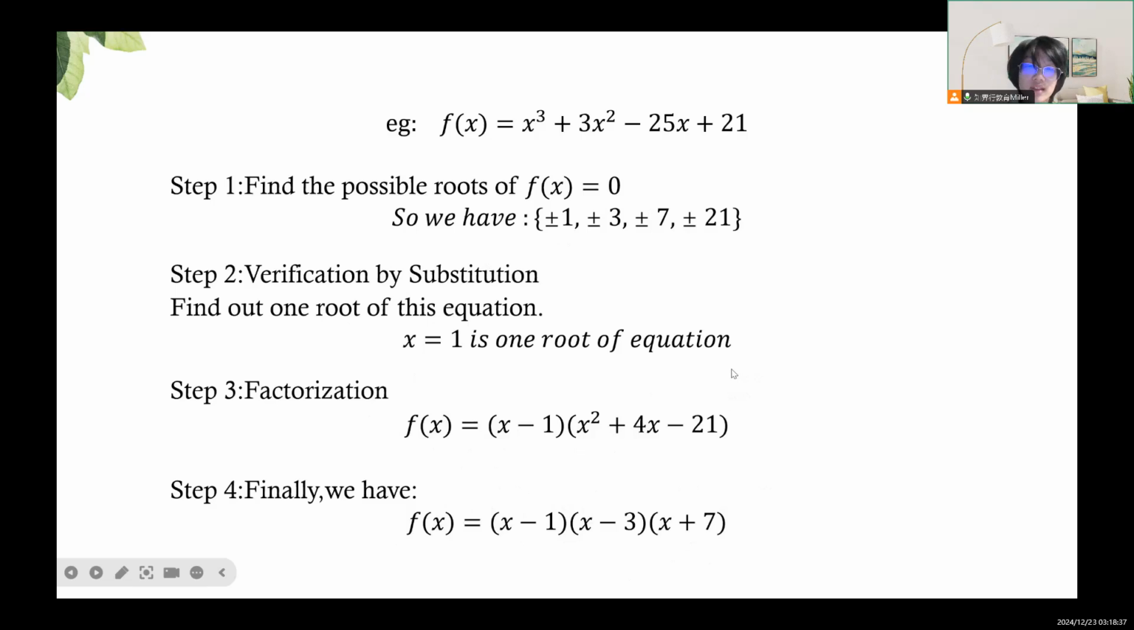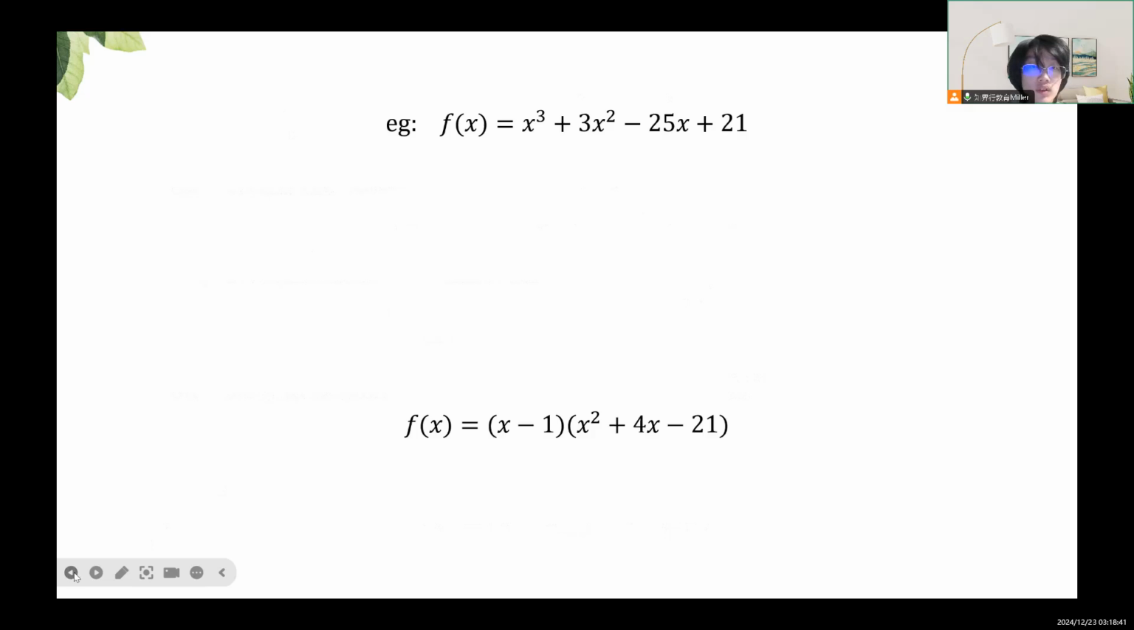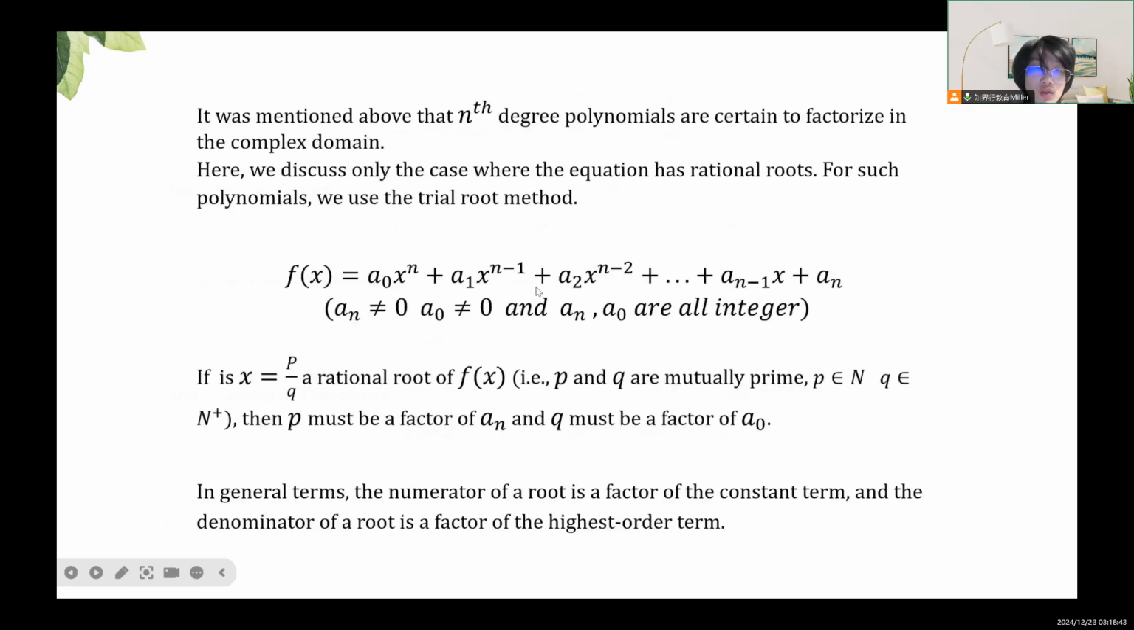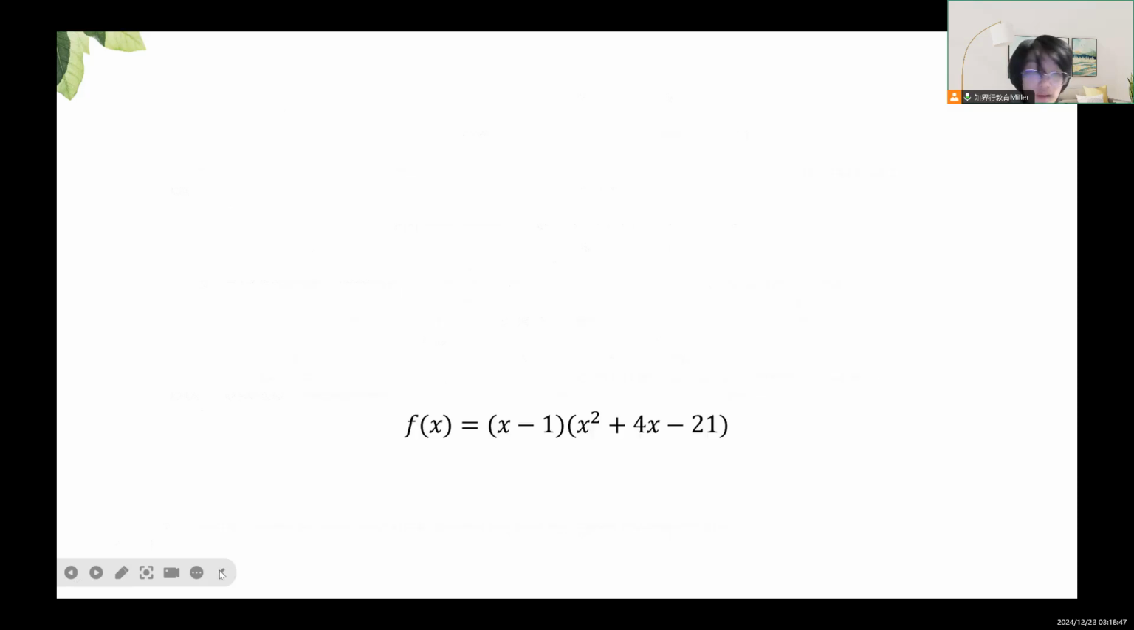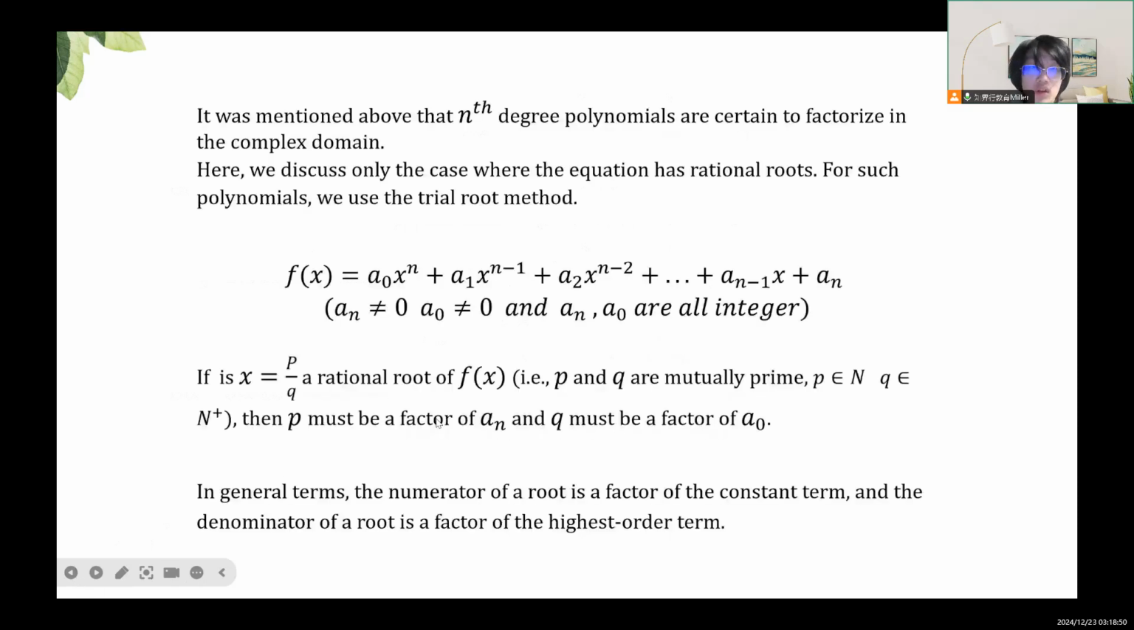This is an example of using this theorem to find out the solution of this question, and it is always useful to solve this problem.